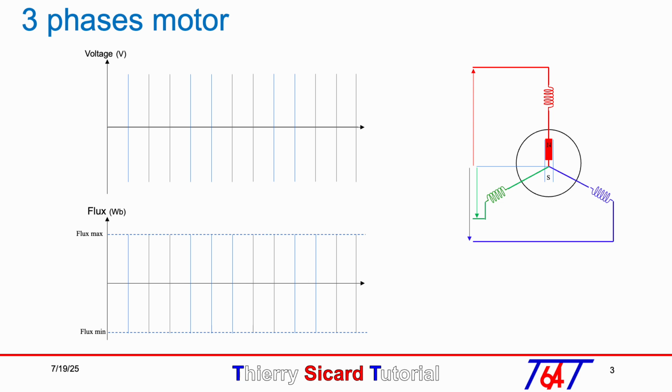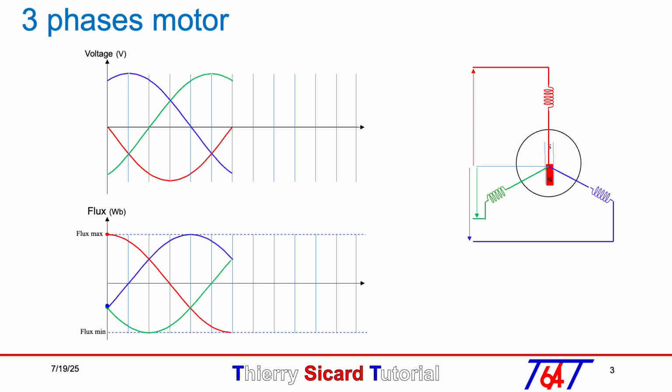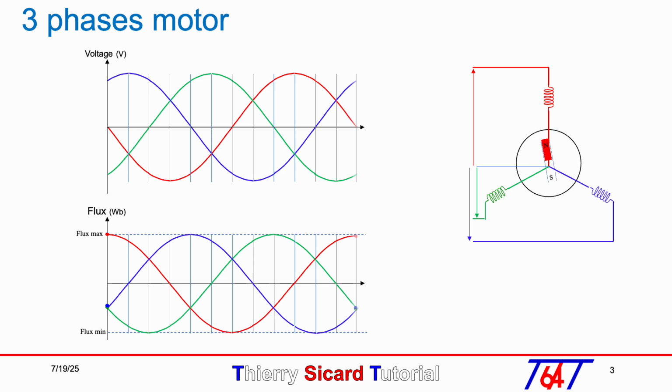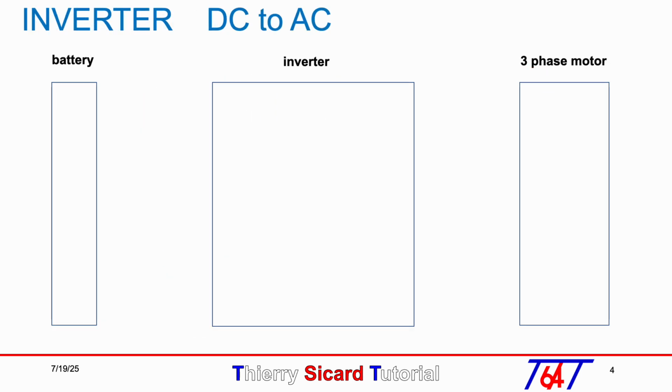Now, if we apply the three sinusoidal voltage sources to a three-phase motor, the rotor magnet will follow the rotating magnetic flux generated by the three-phase voltage and the three coils at 120 degrees angle. The purpose of the three-phase inverter is to create a three-phase sinusoidal voltage with a DC supply voltage.